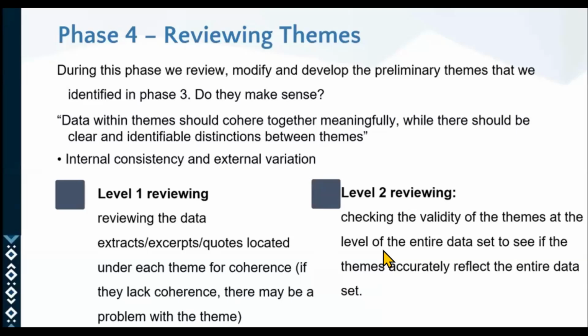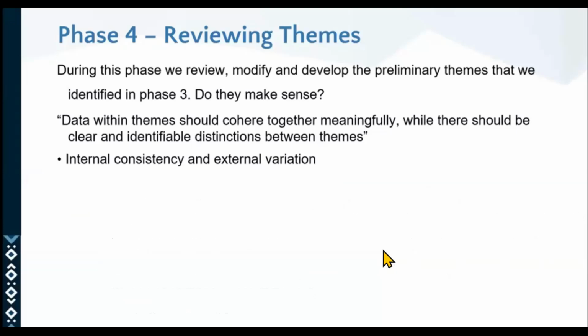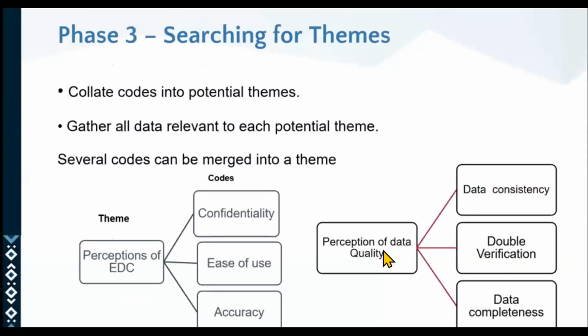Like we saw the example of perception of electronic data collection, where the codes under it made sense. And we also saw the perception of data quality, where the codes under it made sense. So let me just take us back for a bit. In this case, we can see that instead of placing accuracy under perception of electronic data collection, it may fall better under perception of data quality. So we'll move the code accuracy under the perception of data quality.